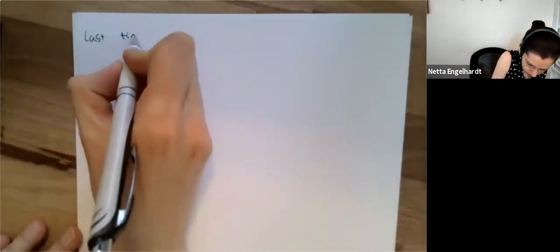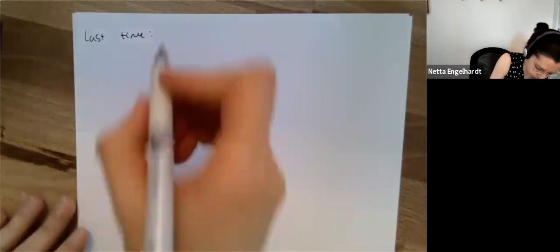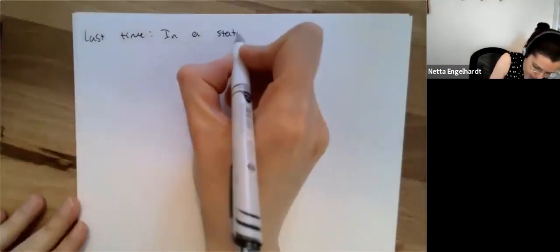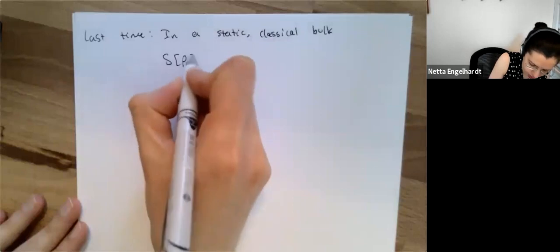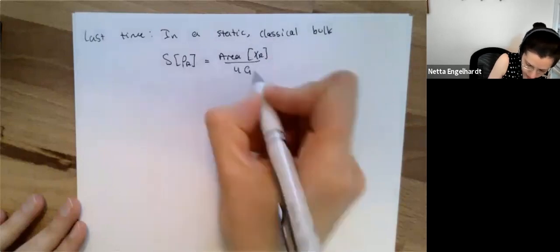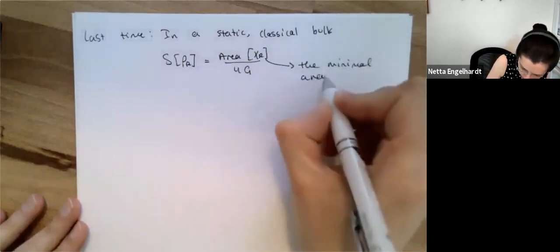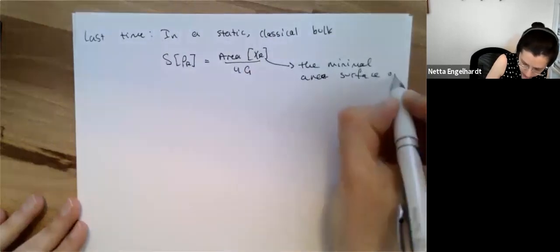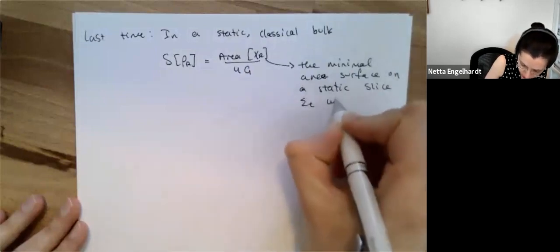Okay, so just to remind you what we talked about last time. We talked about the holographic entanglement entropy prescription for a static classical bulk. So in a static classical bulk, the von Neumann entropy of the reduced density matrix on a boundary region R is given by the area of X_R over 4G, where this is the minimal area surface on a static slice, sigma_t, which is homologous to R.